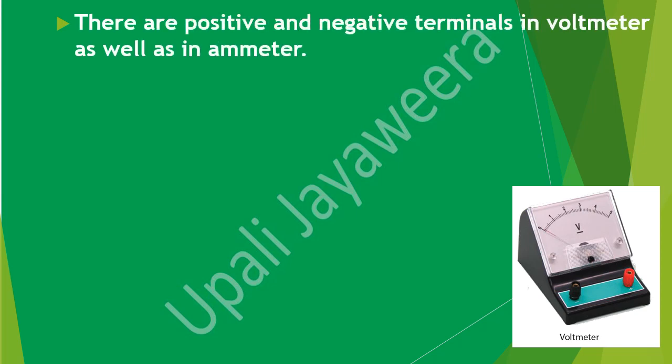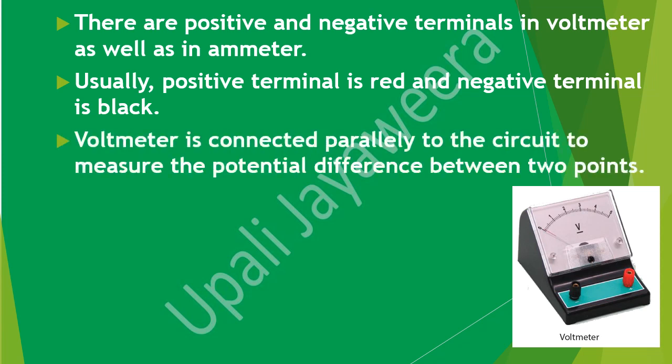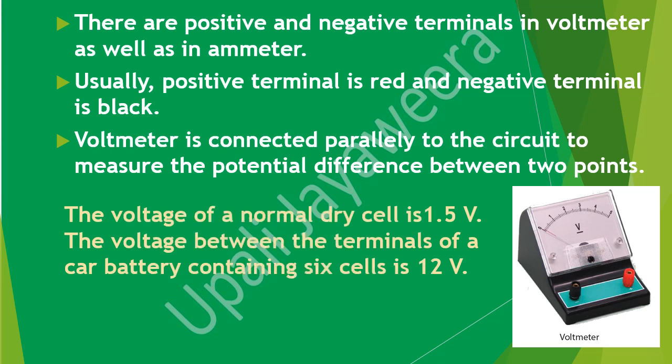There are positive and negative terminals in voltmeter as well as in ammeter. Usually, positive terminal is red and negative terminal is black. Voltmeter is connected parallelly to the circuit to measure the potential difference between 2 points. The voltage of a normal dry cell is 1.5 volts. The voltage between the terminals of a car battery containing 6 cells is 12 volts.